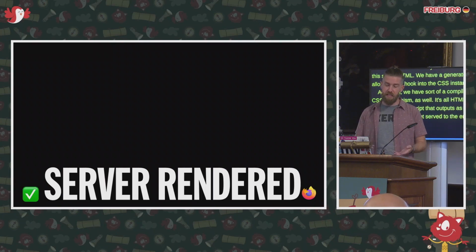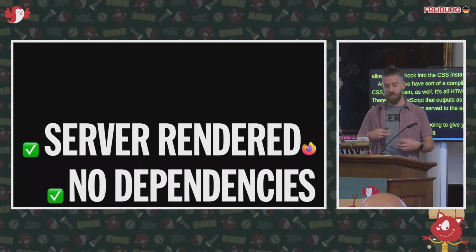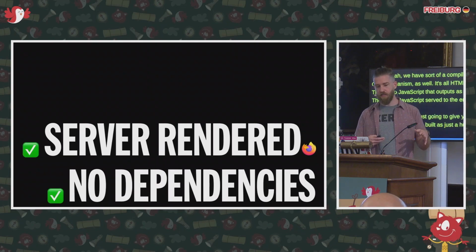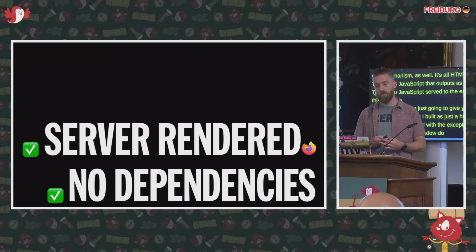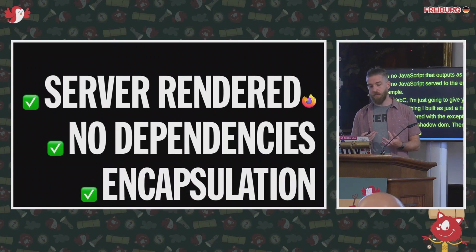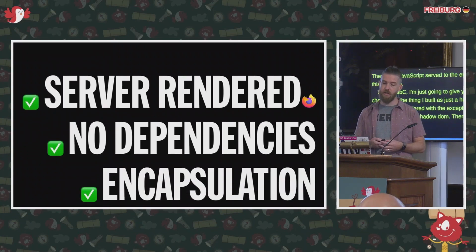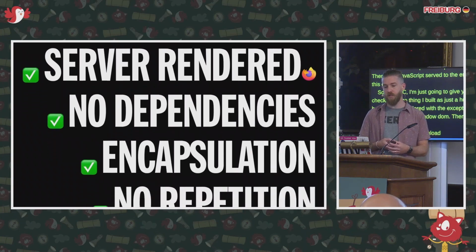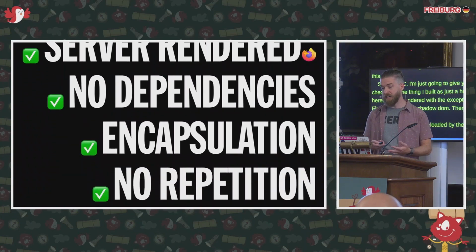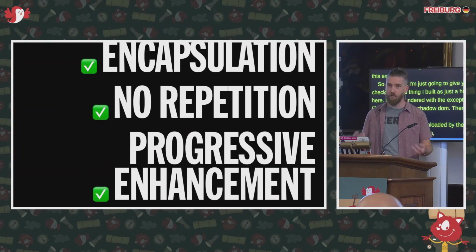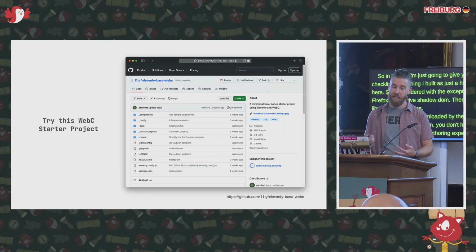So in WebC, I'm just going to give you the full checklist of the thing that I built, just a humble brag here. It's server rendered, with the exception of Firefox for declarative Shadow DOM. There are no library dependencies that need to be downloaded by the end user. You get full encapsulation. All your code doesn't leak out to other component instances. You don't have to repeat anything during the authoring experience. You have full progressive enhancement, no layout shift.